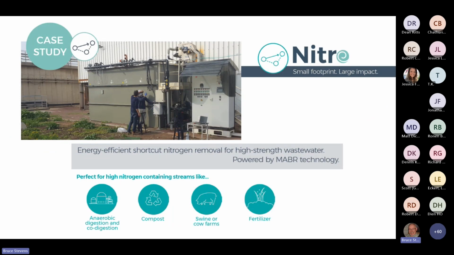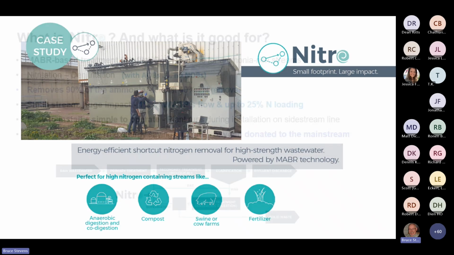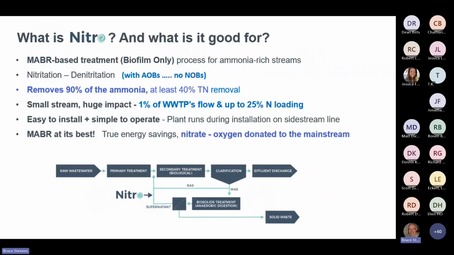First, we're going to talk about Nitro, which is our side stream process using MABR technology. It is a shortcut nitrogen removal system. We've done quite a bit of testing over the last 5-7 years with it, and we're looking at several full-scale facilities right now to implement it at. Obviously, places that have anaerobic digestion and co-digestion, places where composting is done, where there's runoff from the composting pads, swine or cow farms where there's a high degree of ammonia, and fertilizer fabrication facilities, things like that. So keep it in mind for high doses, high side stream loads.